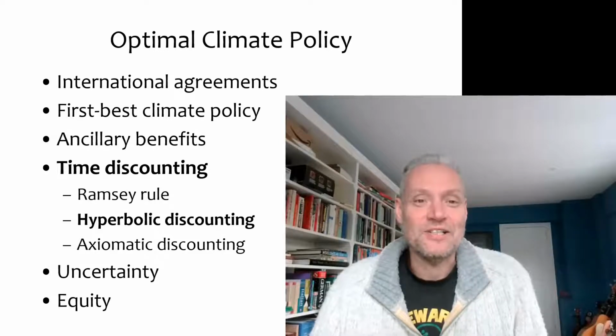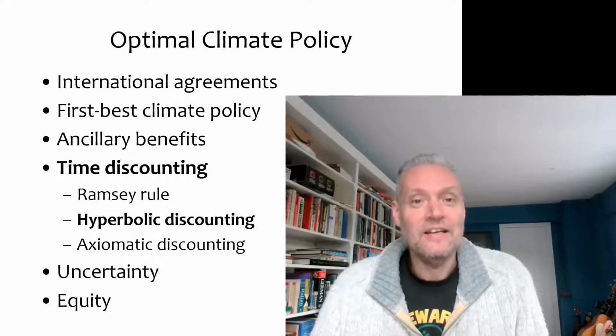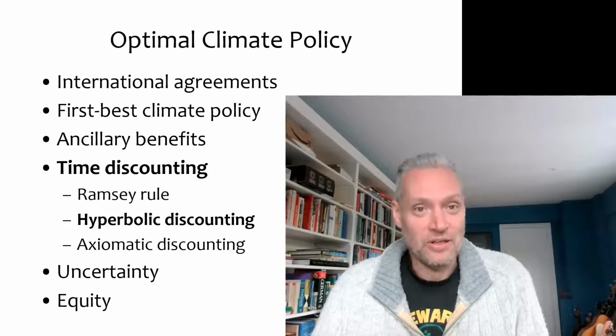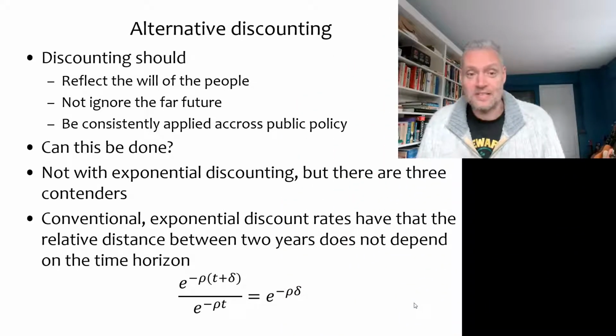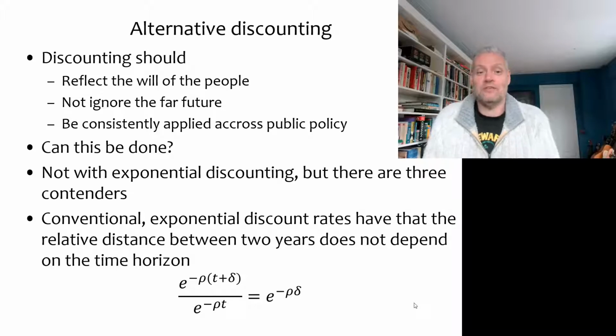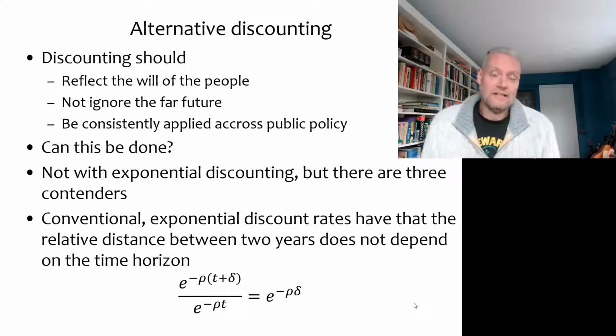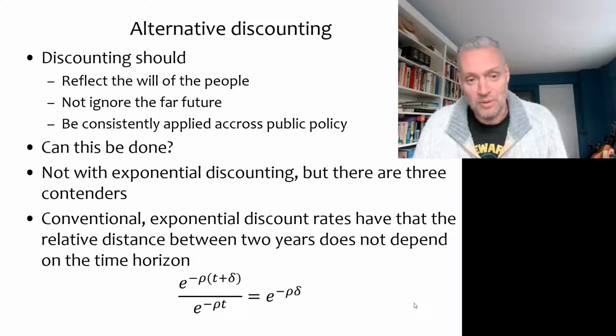Let's continue the discussion of discounting, turning the attention to hyperbolic discounting. This is where we ended. I argued that discounting should reflect the will of the people without ignoring the far future, and discounting should be consistently applied across domains of public policy. And then I argued that this cannot be done with exponential discounting.